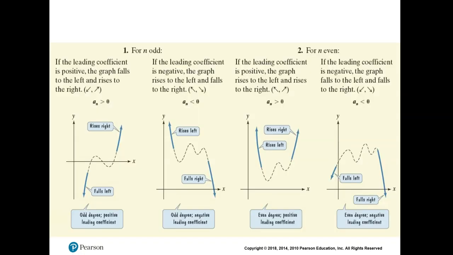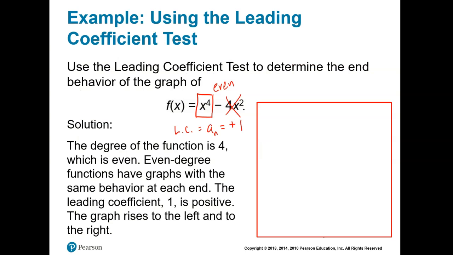So what did the last slide say? Well, it's even, so that means we're over here with one of these two options. And the leading coefficient is positive. So it's going to rise to the right, it's going to rise to the left. So this graph will rise right, rise left.